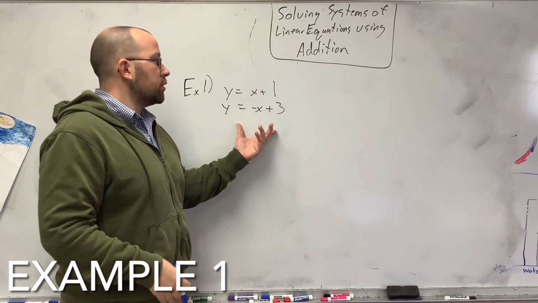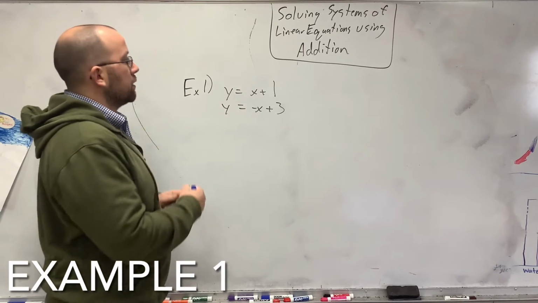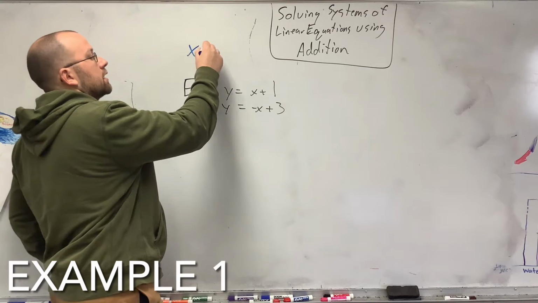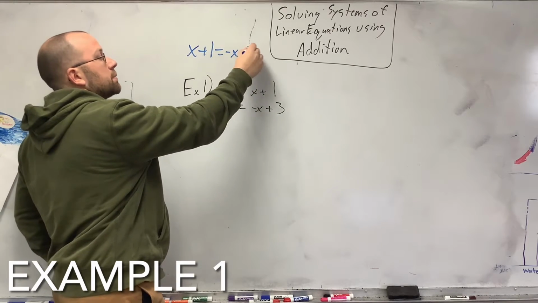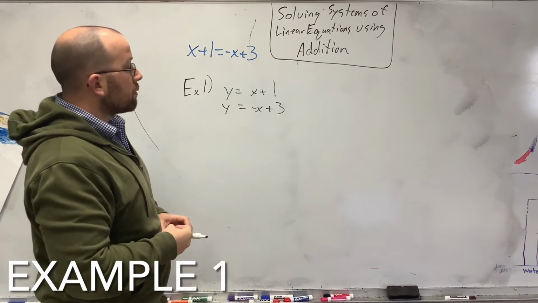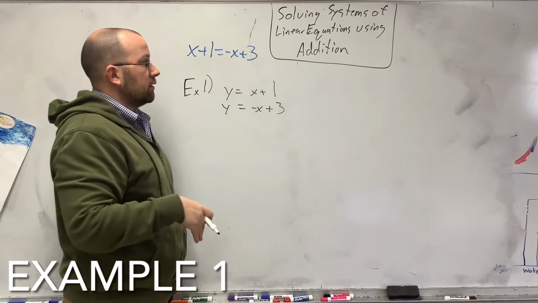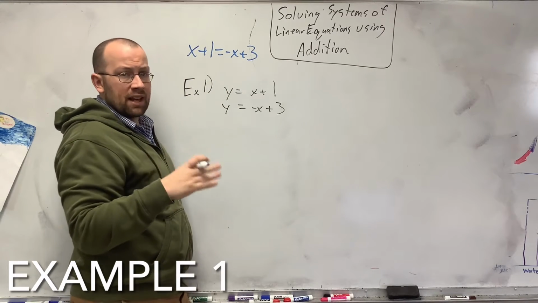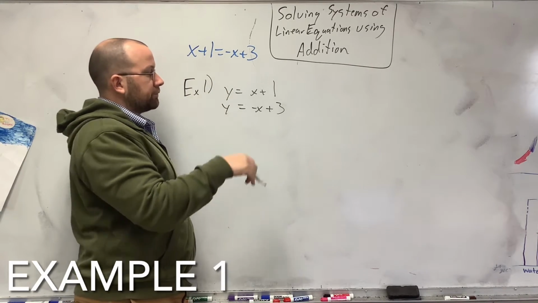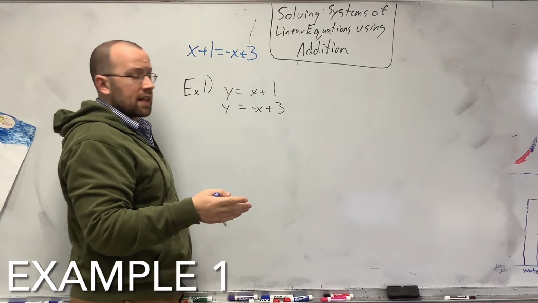Whereas if we did substitution here, since they're both equal to y, we would just make this x plus y equals negative x plus 3, and we'd solve from there. Now that's not what we're going to do here. With the addition method, we're going to combine them together. It can be tricky, but this is set up for it.